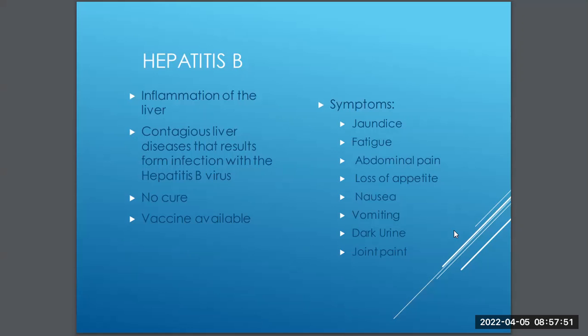Hepatitis B, inflammation of the liver. It is a contagious liver disease that results from infection with the hepatitis B virus. No cure, but a vaccine is available. Inflammation refers to a part of the body that's red and swollen. Symptoms: jaundice, fatigue, abdominal pain, loss of appetite, nausea, vomiting, dark urine, joint pain.